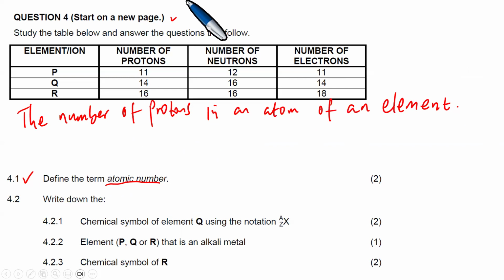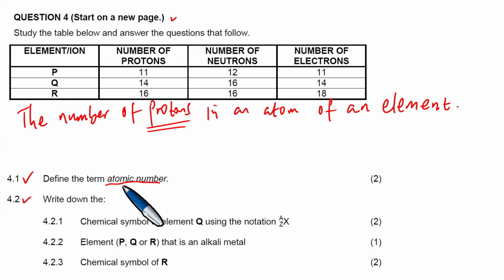By atomic number, we mean the number of protons of an element. So by an atomic number, we just look at the number of the protons in an atom. And if the protons are a given number, then we say that is the atomic number. Okay, let us look at the next question in 4.2. So atomic number is just the number of protons in an atom. That's all.